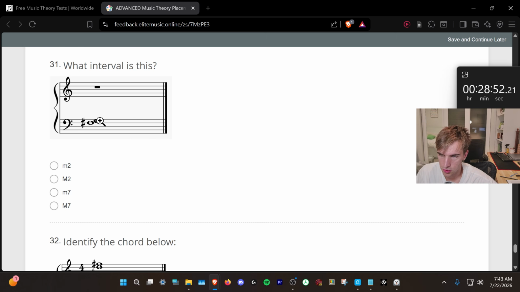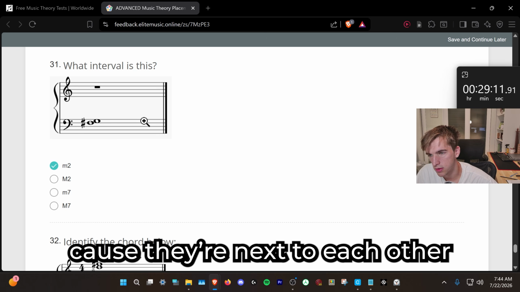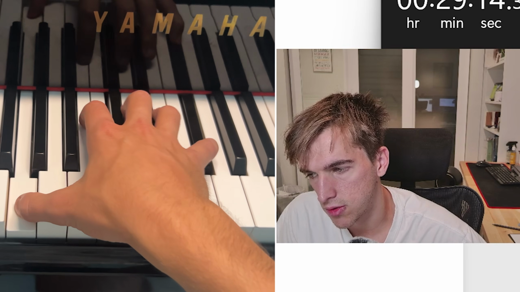What interval is this? It's a 2. Why the heck 7? Is this like a trick question? So it's an F sharp with a G. Oh, I guess it could theoretically be a major 7th. I'm just gonna go with M2 because they're next to each other. But in my eyes, it's also a major 7th.